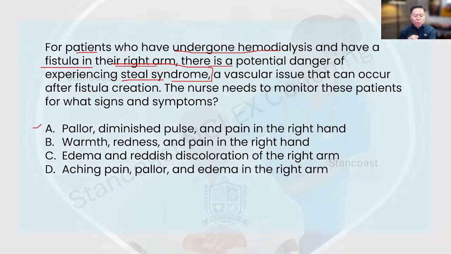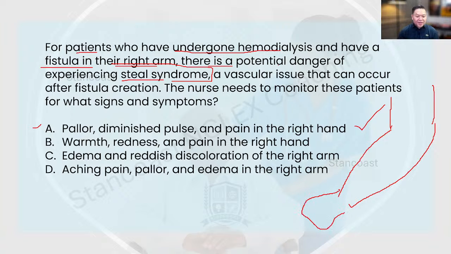So what would the manifestation be like? Is it pallor, diminished pulse, or pain in the right hand? Yes, probably, because these are signs that there is now a reduction in the blood flow to the right hand due to the steal syndrome. So supposing this is the arm right here. Forgive me, I'll try my best to draw.